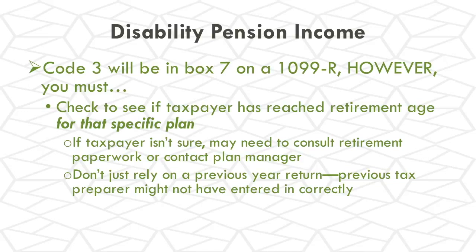So you cannot just rely on that. I actually amended someone's return one year because it wasn't reported correctly, and doing the amendment actually made this taxpayer eligible for the earned income credit, which got them about an additional $2,000 on that return. So that's why it's very, very important to make sure you are determining if a taxpayer has reached retirement age or not for that specific plan.